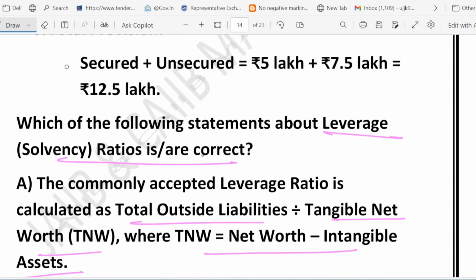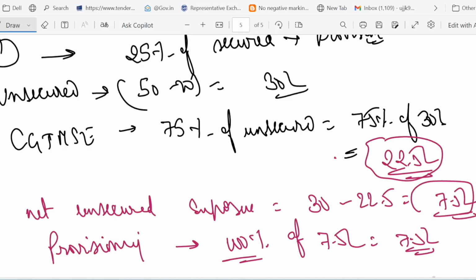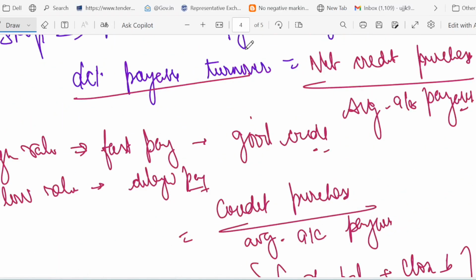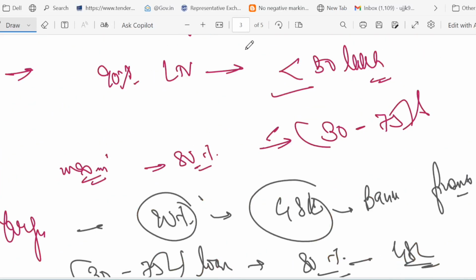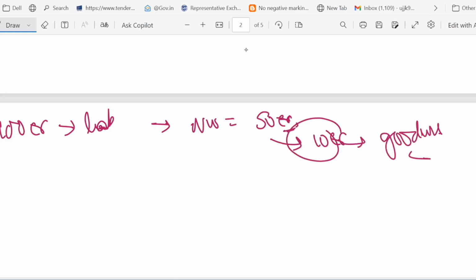Now let's start with option A. Let me give you one example to give you a clear picture of how it works. Let's suppose that a company has 100 crore liability, and the net worth they have is 50 crore. Fine. But out of this, 10 crore is goodwill. And you know goodwill is a kind of intangible asset.